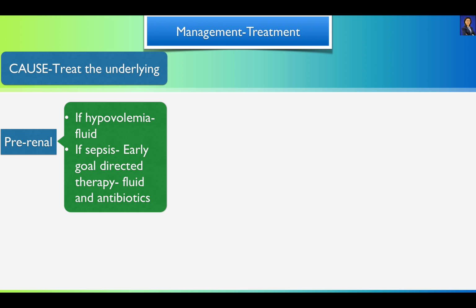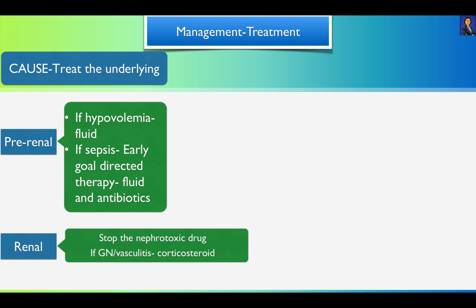In the management of acute kidney injury, we have to treat the underlying cause. In pre-renal causes, we have to hydrate the patient because hypovolemia is a cause. If it is sepsis, you have to do goal-directed therapy, fluid resuscitation, and antibiotics within the first 3 hours. If it is a renal cause, either glomerulonephritis or vasculitis, then you can start corticosteroids. If the patient is taking a nephrotoxin which causes acute tubular necrosis, then stop the nephrotoxic drugs.